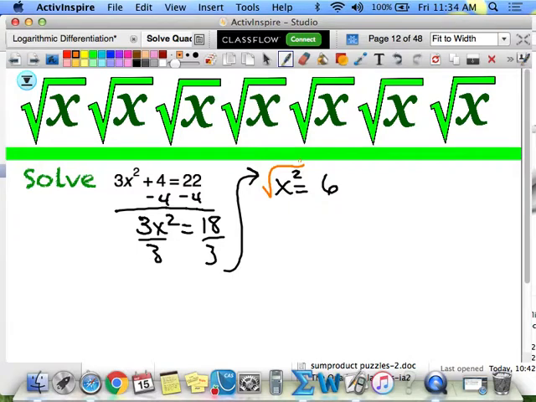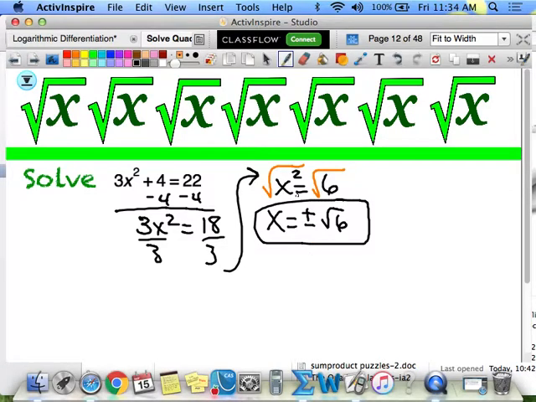And from now on, we know that every time we take the square root, we're going to put what on our answer? Plus or minus. Is there a perfect square that goes evenly into 6? No. Just take the square root of 6.